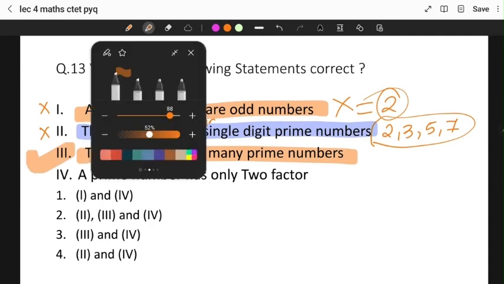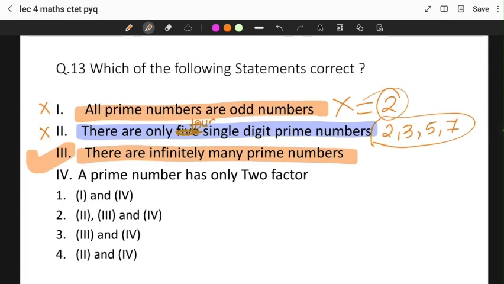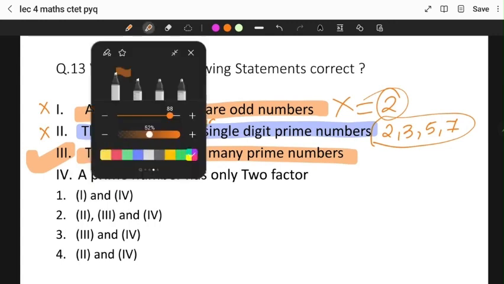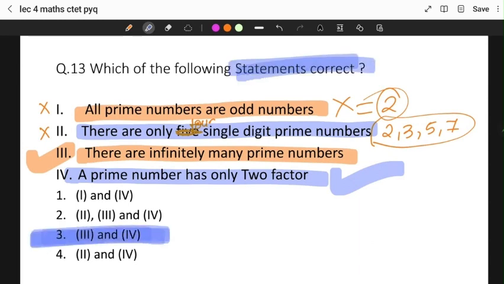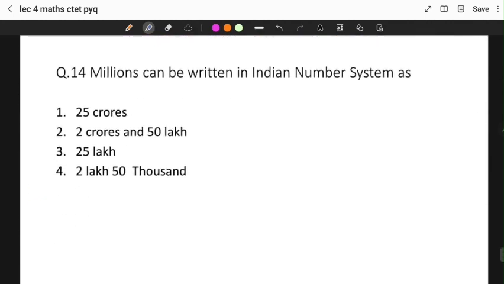The next option is talking about a prime number having only 2 factors. A prime number is defined as a number which has only 2 factors. So this is also the correct one. So option number 3 and option number 4 are the correct ones. They have asked us about the correct statements. Got it? Moving on to the next question now.